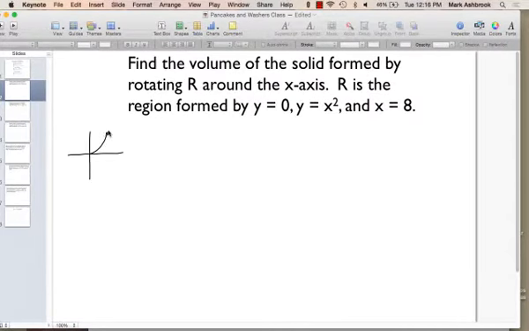If you had drawn this picture, as I saw some of you had, that's good. Something like that. So we're going to have, again, our typical strip. When that gets rotated around the x-axis, that forms a typical pancake.